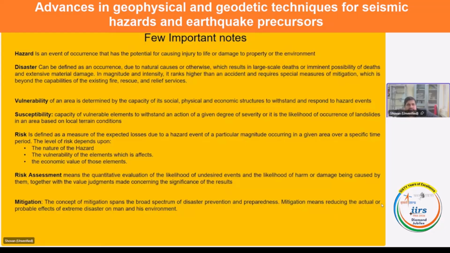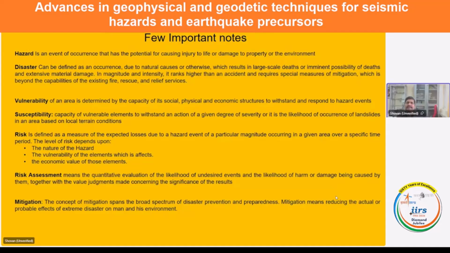As per the definition, as I told you in the morning, vulnerability is basically the capacity of the social, physical, and economic structure to withstand and respond to hazard events. In a way, what I mean here is that it takes care of all the elements present. The elements can be road, the built-up area, the agricultural land. So these are the elements. If I can make a map from that, that becomes my vulnerability map.